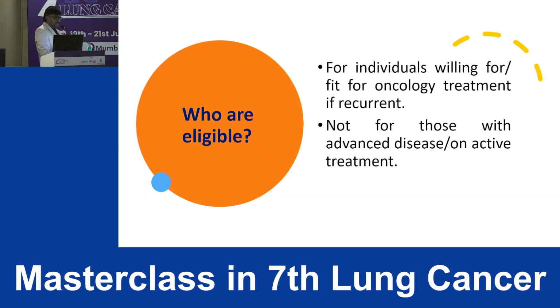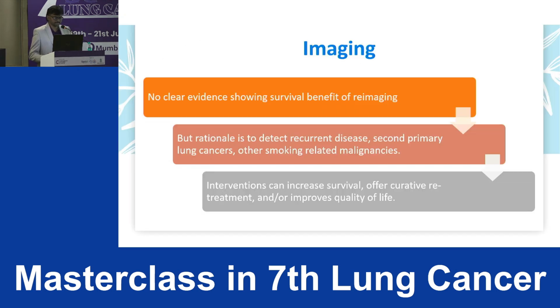So who are the patients who are eligible? Individuals who are willing for or fit for oncological treatment if recurrent. Provided they're fit, then we have to go for surveillance, and not for those who have advanced disease or are on active treatment. There is no question of surveillance for them. So remember, only those who are fit for oncological treatment if recurrent.